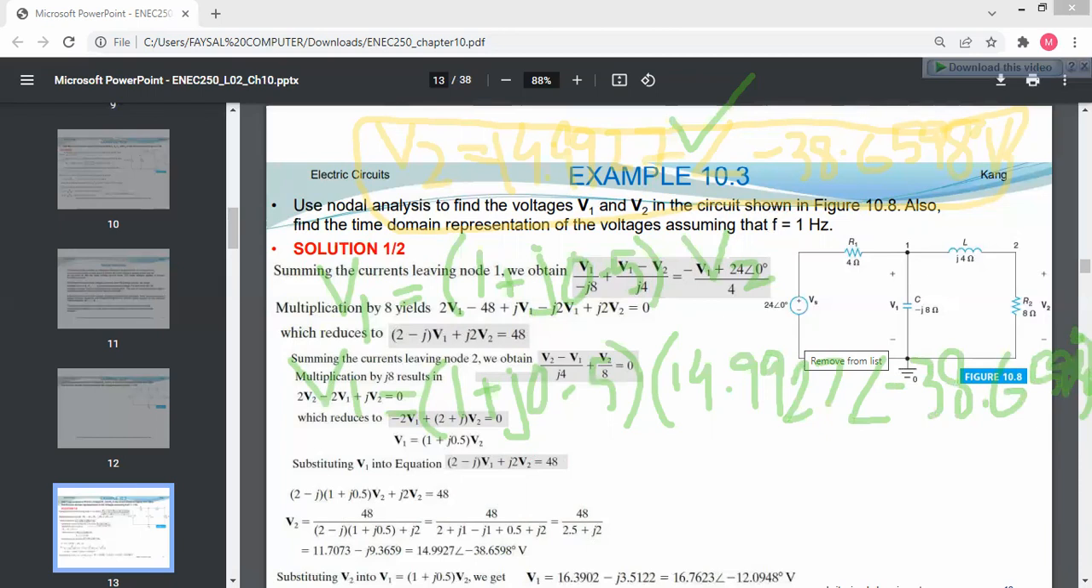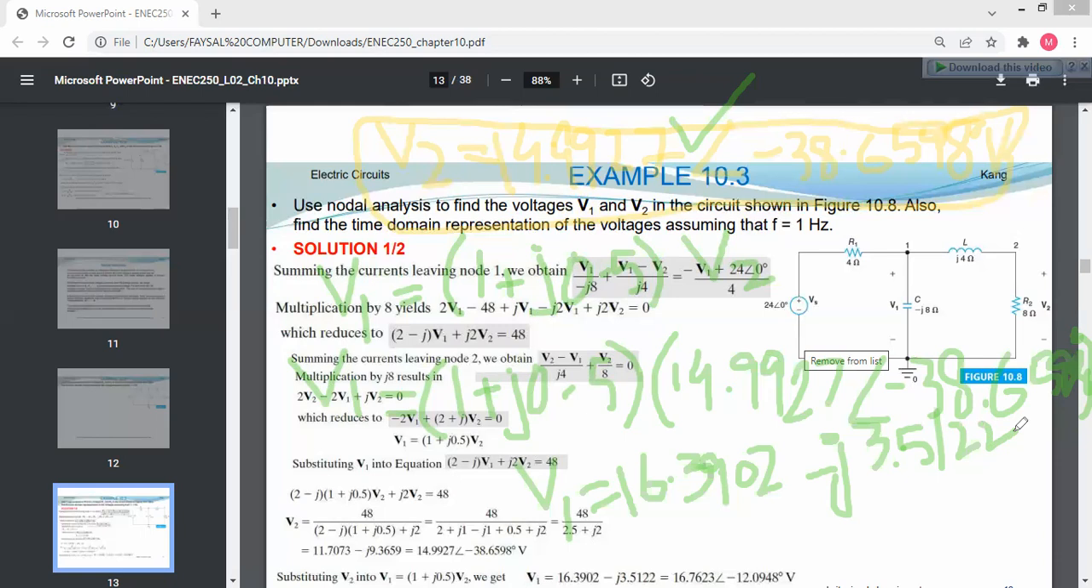So after you perform the calculation using the calculator, I find the value of V1. So V1 value will be equal to 16.3902 minus j into 3.5122. So I have to convert this into the polar form.